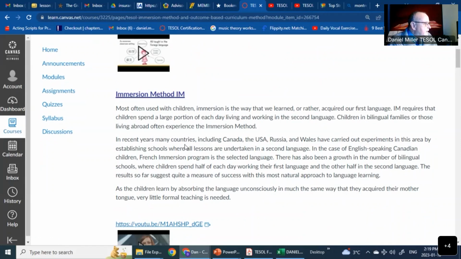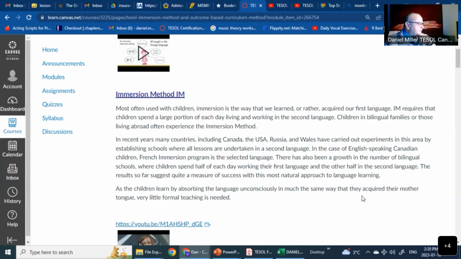In recent years, many countries, including Canada, the USA, Russia, and Wales, have carried out experiments in this area by establishing schools where all lessons are undertaken in a second language. In the case of English-speaking Canadian children, the French immersion program is the selected language. There has also been a growth in the number of bilingual schools where children spend half of each day working in their first language and the other half in the second language.